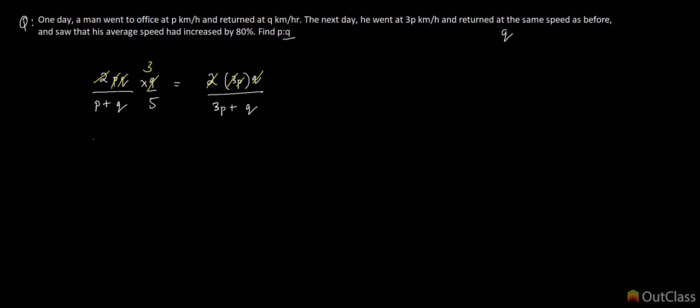Now you can cross multiply. You have 9p plus 3q on the LHS, and you have 5p plus 5q on the RHS. That is 4p is equal to 2q. p by q is equal to 1 by 2. And that's your required answer.